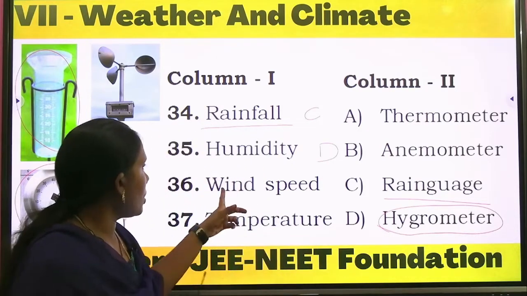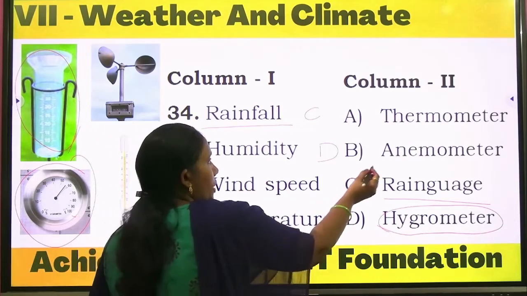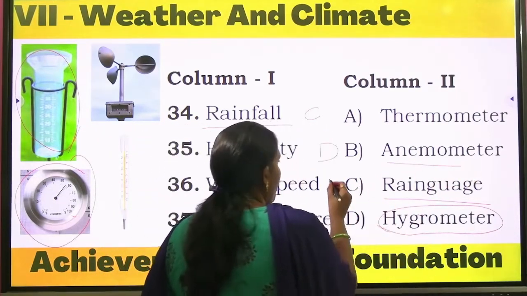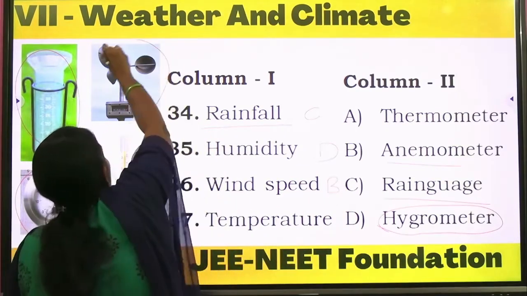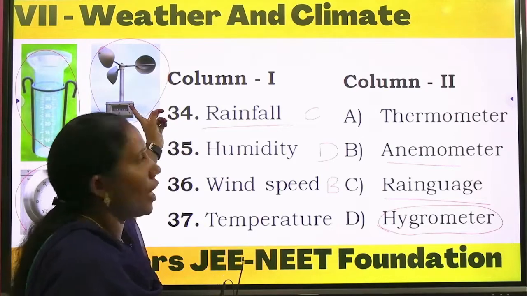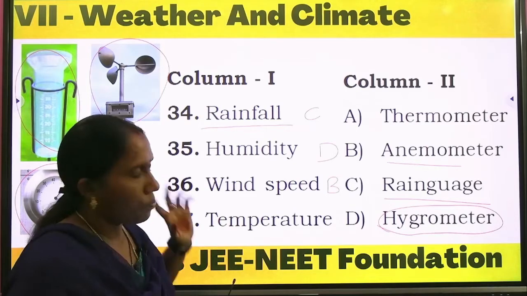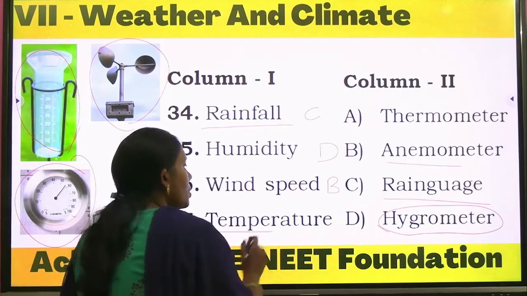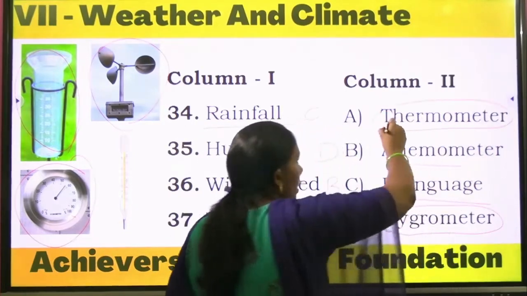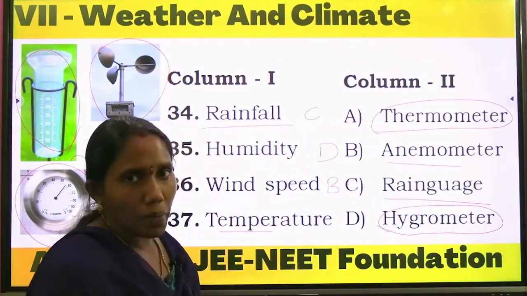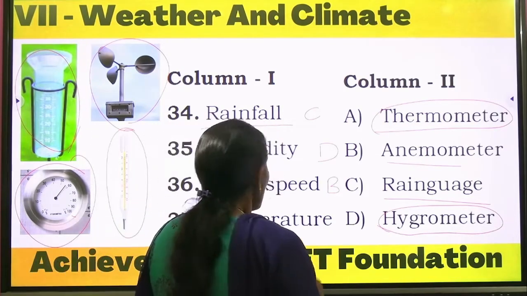Okay. Now come to the next. Wind speed. The instrument used for wind speed is the anemometer. How will the anemometer be? This is the picture of the anemometer. This instrument we use to measure the wind speed. Okay. The last one is temperature. Obviously we know that to measure the temperature the instrument used is the thermometer. This is the thermometer picture. So I will go with A.